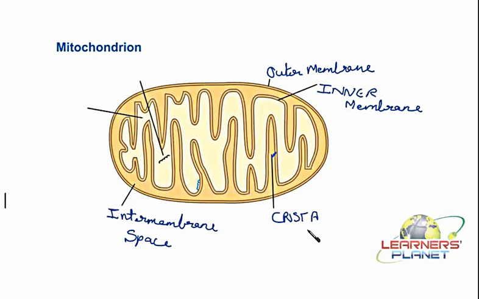Beside this, the inner space inside this inner membrane encloses some space which is filled with a jelly-like substance. And what is that jelly-like substance? That jelly-like substance in mitochondria is known as the matrix, right? It is X, I'm sorry.